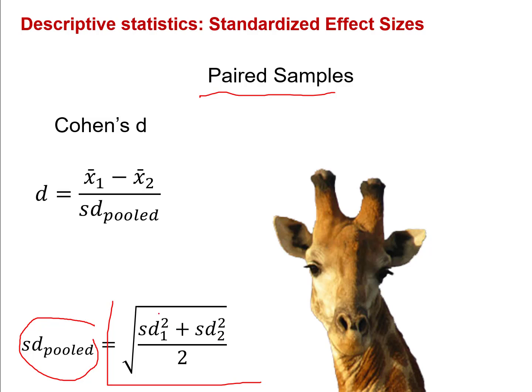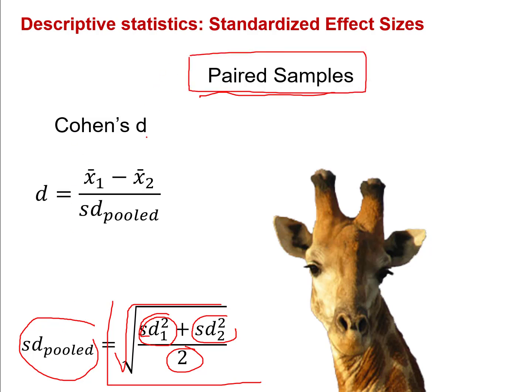You simply take the variance for time 1 plus the variance at time 2. So you add your 2 variances together, divide by 2 to get an averaged variance, and then take the square root of that, and you will have a pooled standard deviation. So that's a shortcut you can use to get your pooled standard deviation whenever you're doing a paired samples analysis.